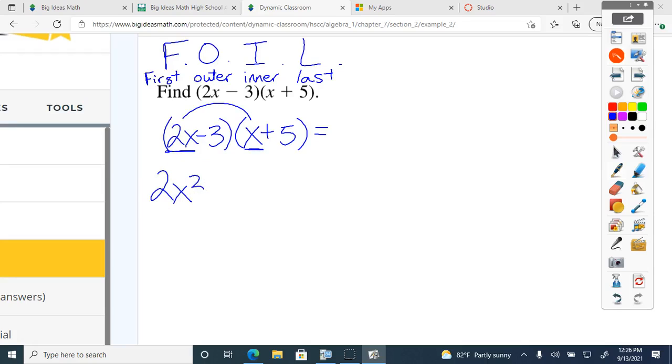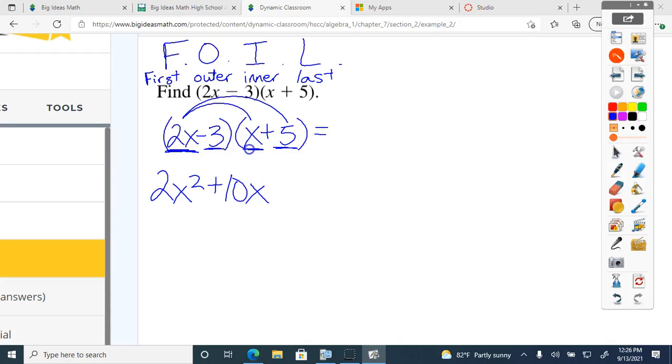Then I do the outer. So what are the outer terms? What terms are on the outside? 2x and 5. So what's 2x times 5? 10x. Then you do the inside terms.